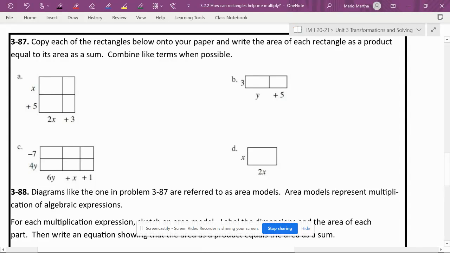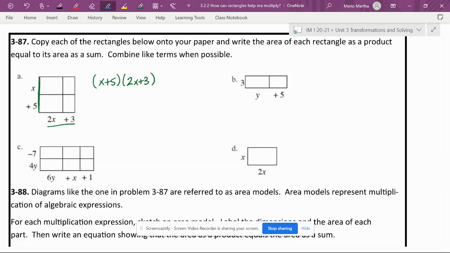Welcome back to part 2, 3.22. So copy each of the rectangles below onto your paper and write the area of each rectangle as a product equals to its area as a sum. So again, as we did in the previous problems, right now we have the dimensions of the rectangle, which in this case is the length times the width, right? So we're going to write it as x plus 5 times 2x plus 3.